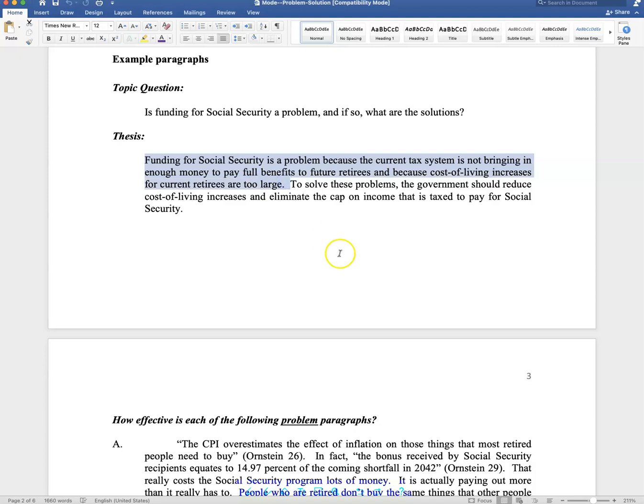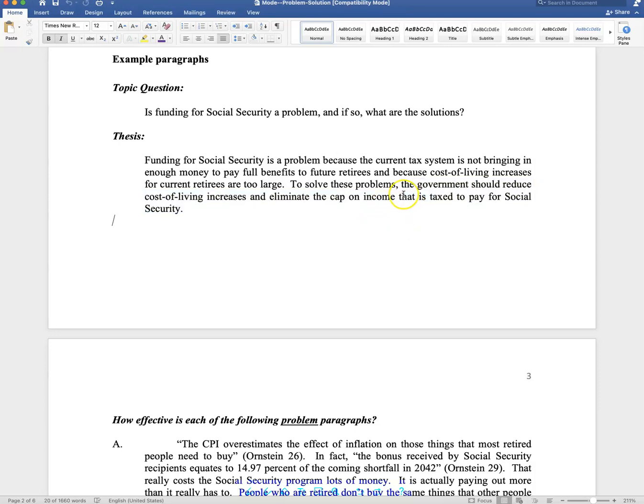So we can see in this that we're talking about the problem, and we're using that word, right? Funding for Social Security is a problem because, and it gives two causes for the problem, right? The current system is not bringing in enough money to pay for future retirees, and cost of living increases are too large now. Then we have very good signaling language that tells the reader that we're going to give solutions, right, to solve these problems. And then it lists two specific solutions. The government should reduce cost of living increases and eliminate the cap on income tax to pay for Social Security.